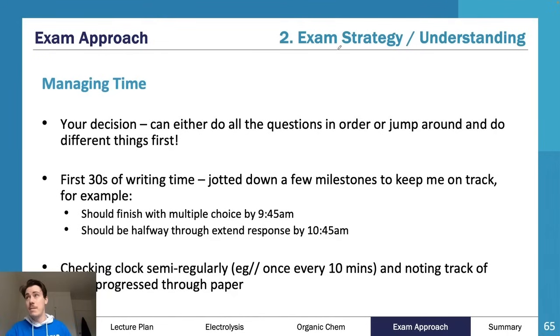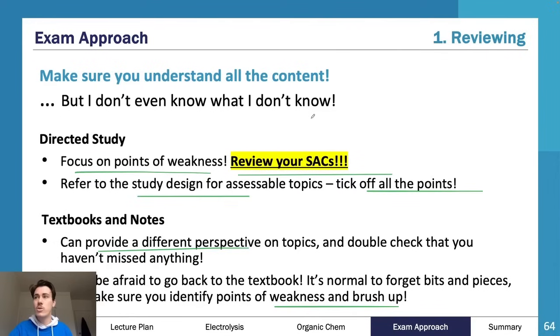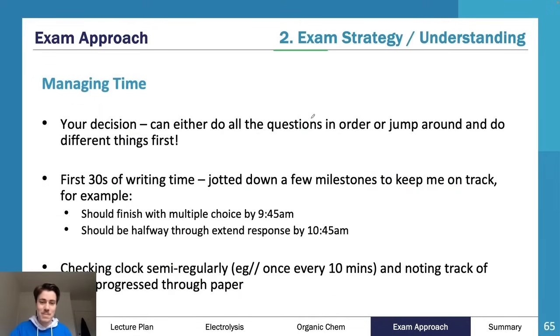Managing time. So now we'll move into part 2, exam strategy. So first of all, you need to really work on reviewing and getting your concepts right. That's something you can start doing now. You can start reviewing fuels. You can start reviewing equilibria. You can start reviewing that stuff now.